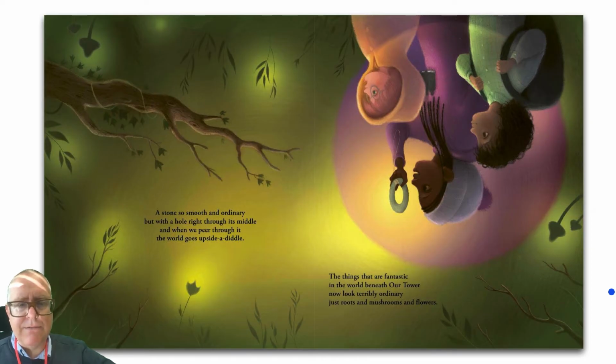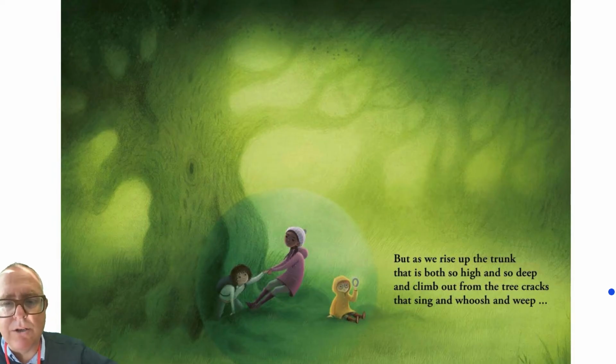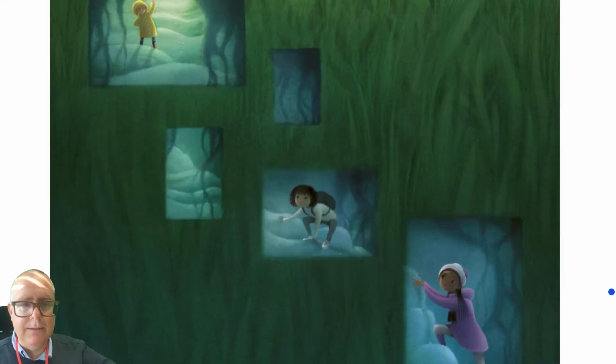And when we peer through it, the world goes upside a diddle. The things that are fantastic in the world beneath our tower now look terribly ordinary, just roots and mushrooms and flowers. But as we rise up the trunk that is both so high and so deep, and climb out from the tree cracks that sing and whoosh and weep, you see them climbing out there. There they go, up and out.